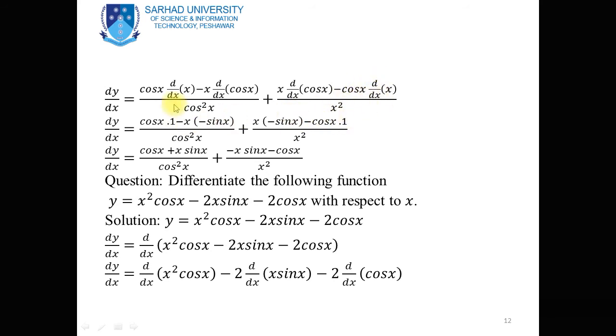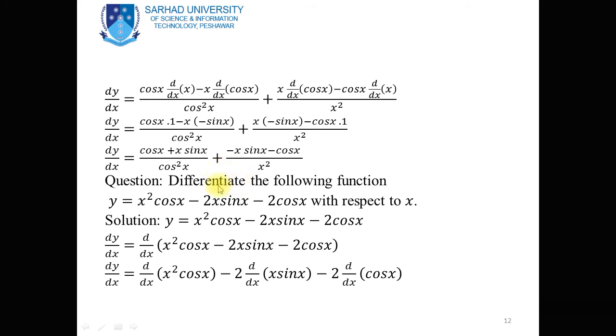So you see over here cos x into 1 minus x into minus sine x, plus x into minus sine x minus cos x into 1. So this expression is divided by cos square and this expression is divided by x square. Now cos x plus x into sine x divided by cos square, plus minus x into sine x minus cos x divided by x square. So this is the result of the derivative of the problem.